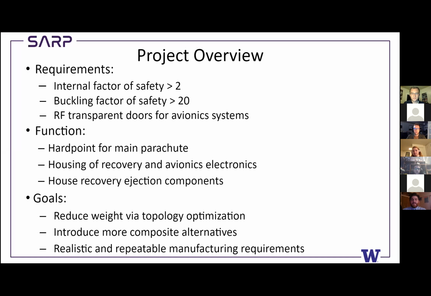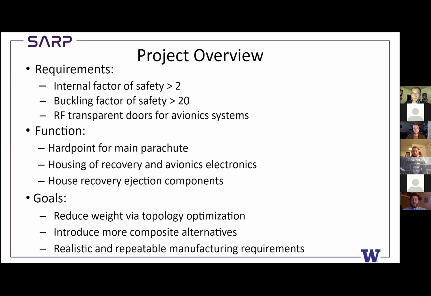greater than 2 and a buckling factor of safety of greater than 20, just due to the strange nature of the buckling happening on our coupler. We try to be really conservative because we don't really know what's going to happen in flight. Also, we need RF transparent doors so that our avionics systems can work well in flight.